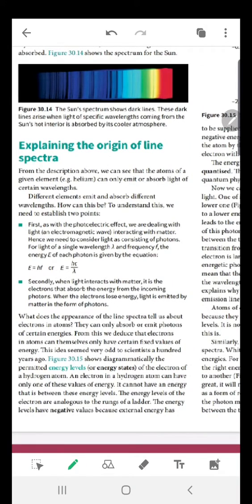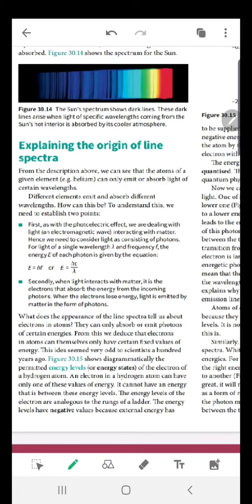Okay, it cannot have an energy that is between these energy levels. Okay, got the point? The energy levels of the electrons are analogous to the rungs of a ladder, just like a ladder. You cannot have a step in between. You have this step and then you have this step. It can be irregular like this, but there is nothing in between. So you can say that it is like an analog ladder.